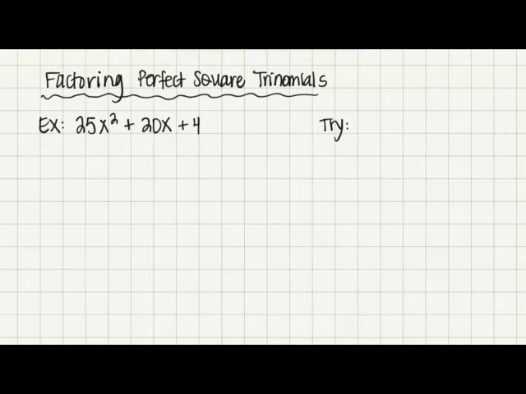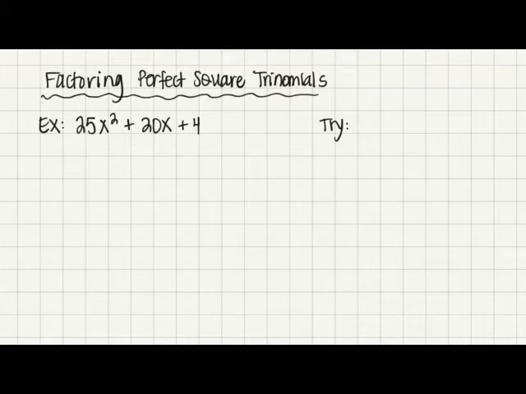Remember those perfect square trinomials? Well, here they are again. This time we're going to give you the perfect square trinomials. You're going to go backwards and find the binomial squared. So you're going to find out which binomial times itself is equal to this perfect square trinomial.